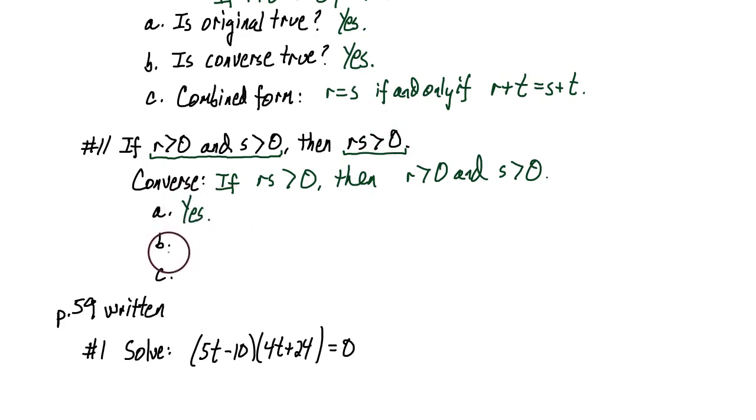Question B, is the converse true? If r times s is greater than 0, which means positive, that is, if you multiply two things together and the answer is positive, does that mean that r is greater than 0 and s is greater than 0? No, that's not true. It's not true for all numbers, because if r was negative and s was negative, their product would be greater than 0, but both of the numbers themselves are not greater than 0. Because the original and the converse are not both true, you cannot write a combined form.